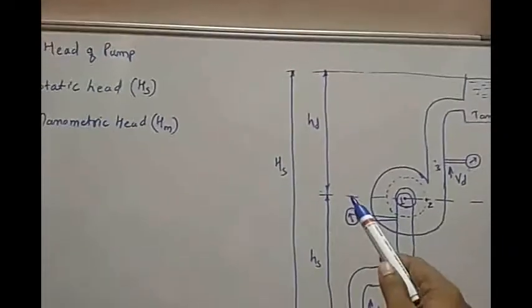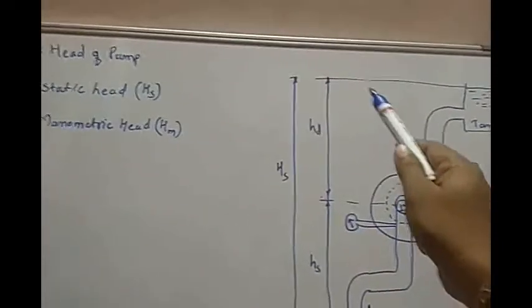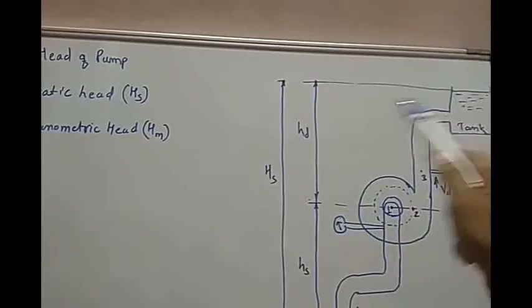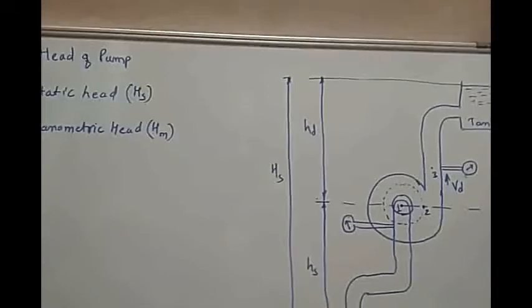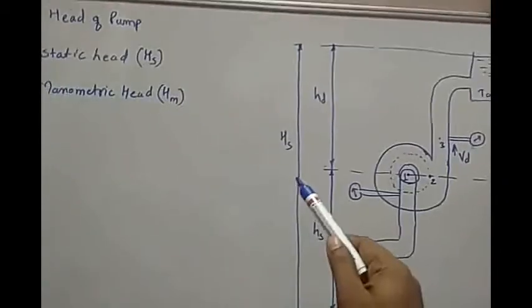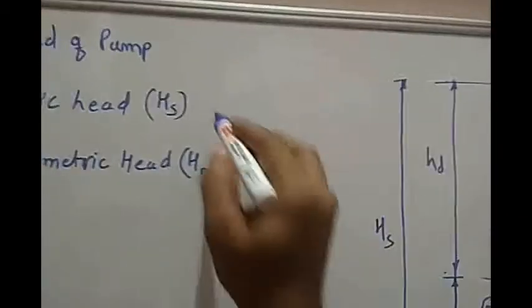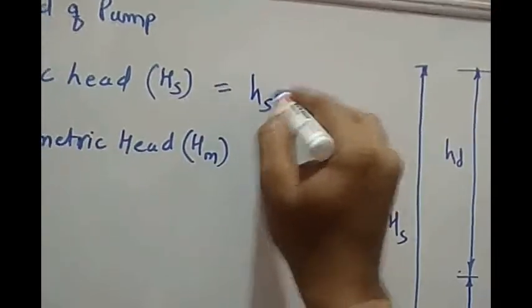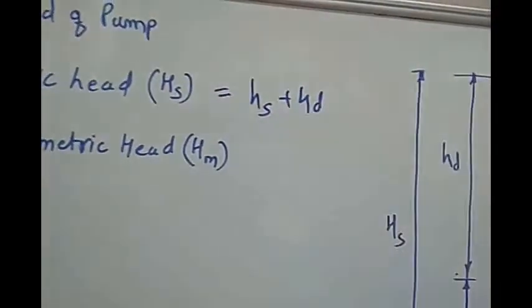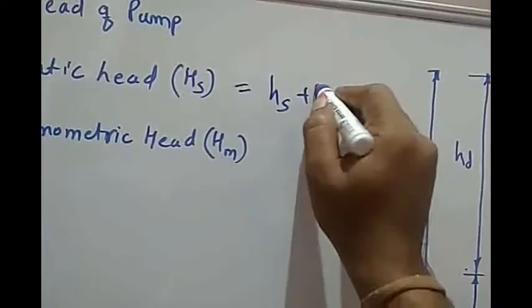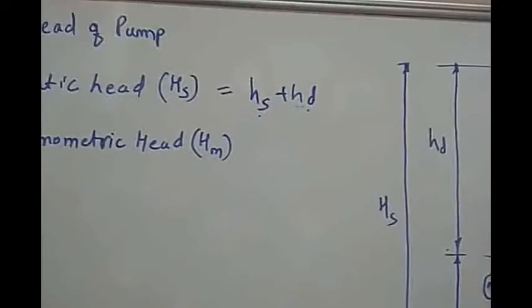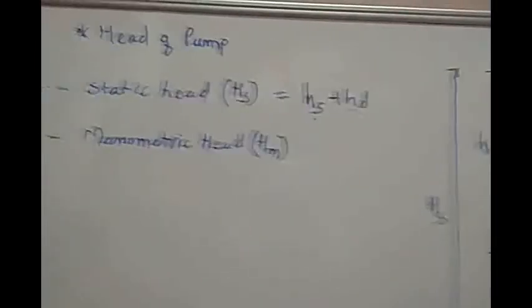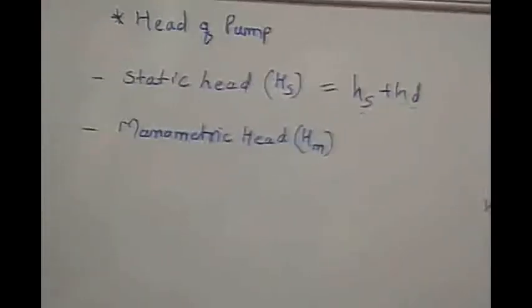Similarly, from the center of the pump to the liquid surface level in the tank is known as hd, or the delivery lift. So the static head H we can show as hs plus hd, where hs is nothing but the suction lift and hd is nothing but the delivery lift, or the discharge lift. Now we will see what I mean by manometric head.